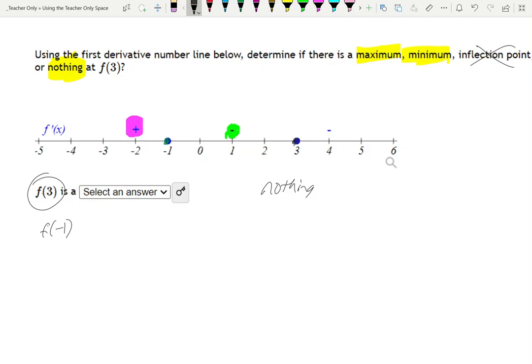So that would mean my graph was going up, and then it went through a slope of 0, and then it started going down, right? So my graph might look something like that. Hey, look at that. That means we had a maximum there. So this is how we interpret a first derivative number line. I hope this helps.